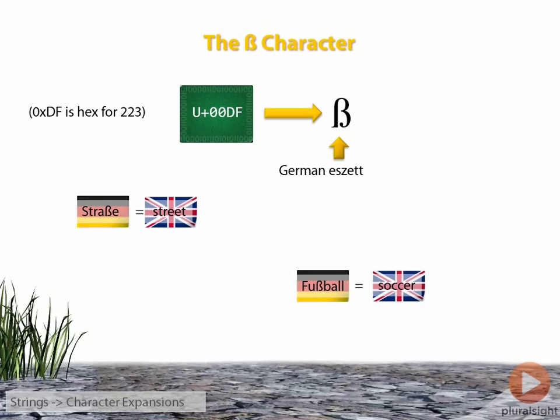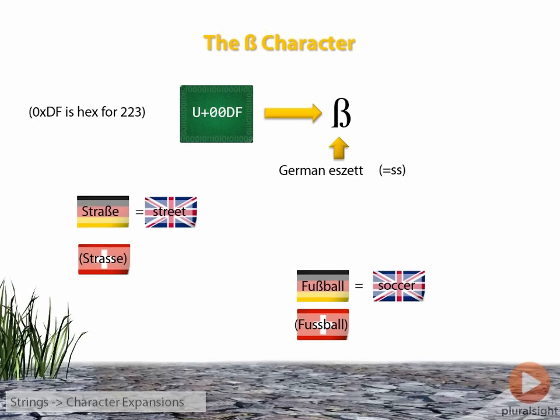Now the thing is, linguistically, Sz is not really a letter in its own right. It's considered to be an alternative way of writing double S. So you might sometimes see Straße or Fußball written with the two S's explicitly. In Switzerland, for example, writing the S's explicitly is in fact the norm.